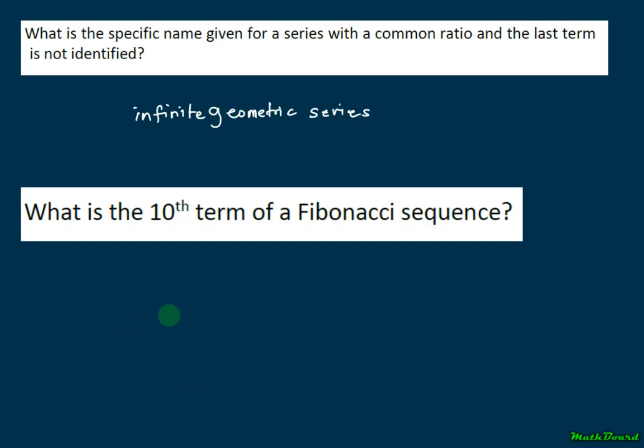Okay, so what is the 10th term of a Fibonacci sequence? We know that the Fibonacci sequence starts with 1, then 1, then you add the two preceding terms, 1 plus 1, that's 2, 2 plus 1 is 3, 3 plus 2 is 5, 5 plus 3 is 8, 8 plus 5 is 13, plus 8 is 21, then 21 plus 13, that is 34, and 34 plus 21 is 55. And as you can see, this is the 10th term of the Fibonacci sequence. So we have 1, 2, 3, 4, 5, 6, 7, 8, 9, 10.